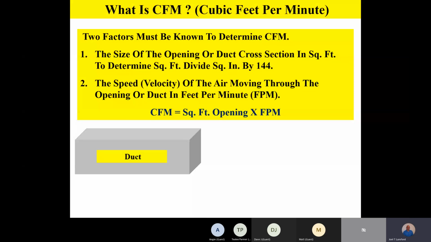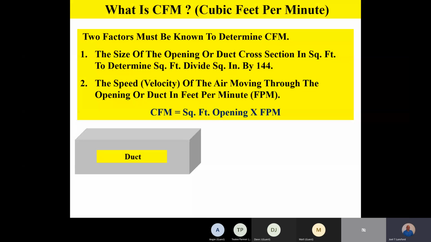And in this example, we have a velocity of the air of 745 feet per minute. So we then take that 745 and multiply it times the square foot opening, or the cross section of that duct, 2.1 in this example. And so in this second example of measuring airflow using the velocity method, the actual CFM moving through this duct is 1565. So we have 2.1 square feet times 745 feet per minute.